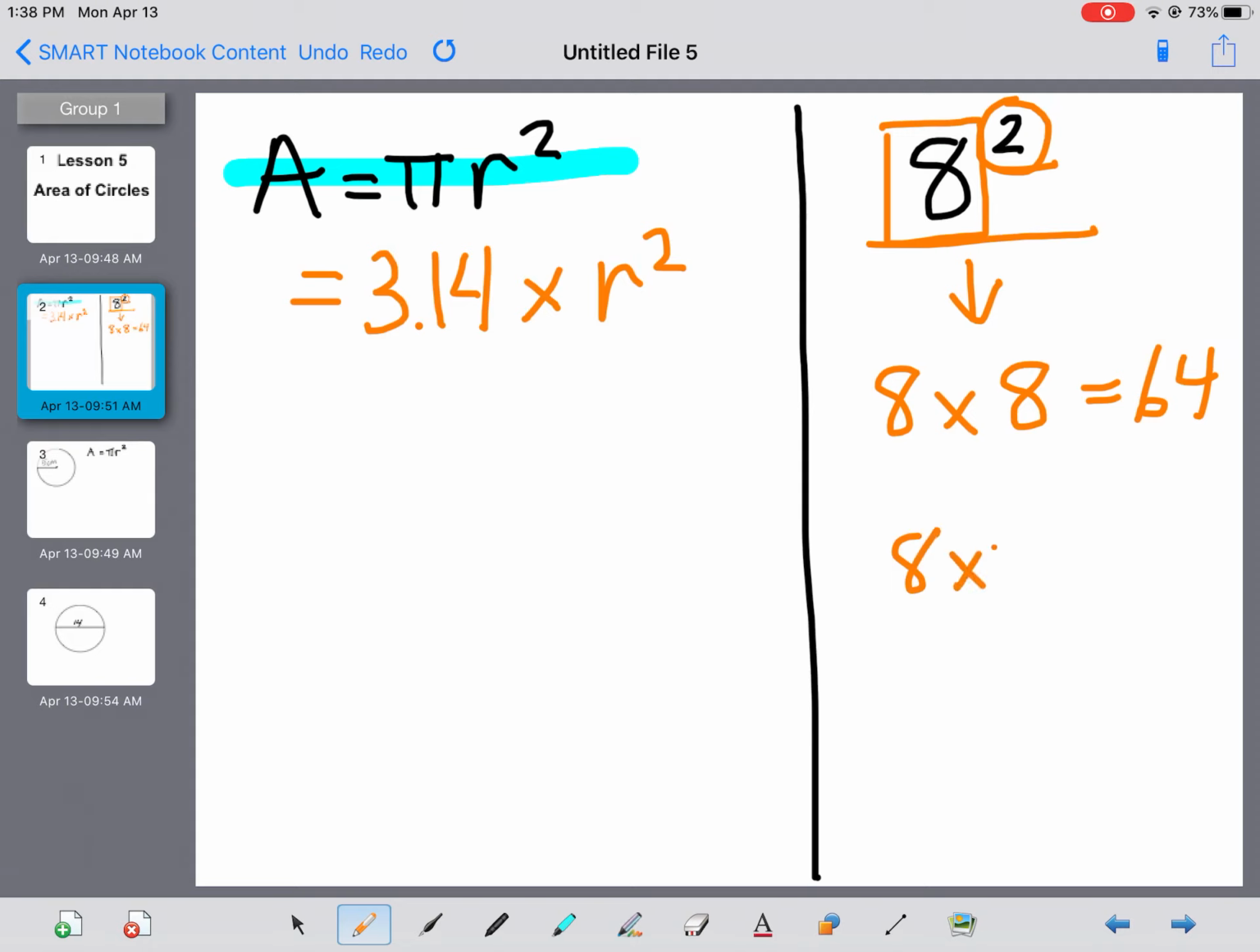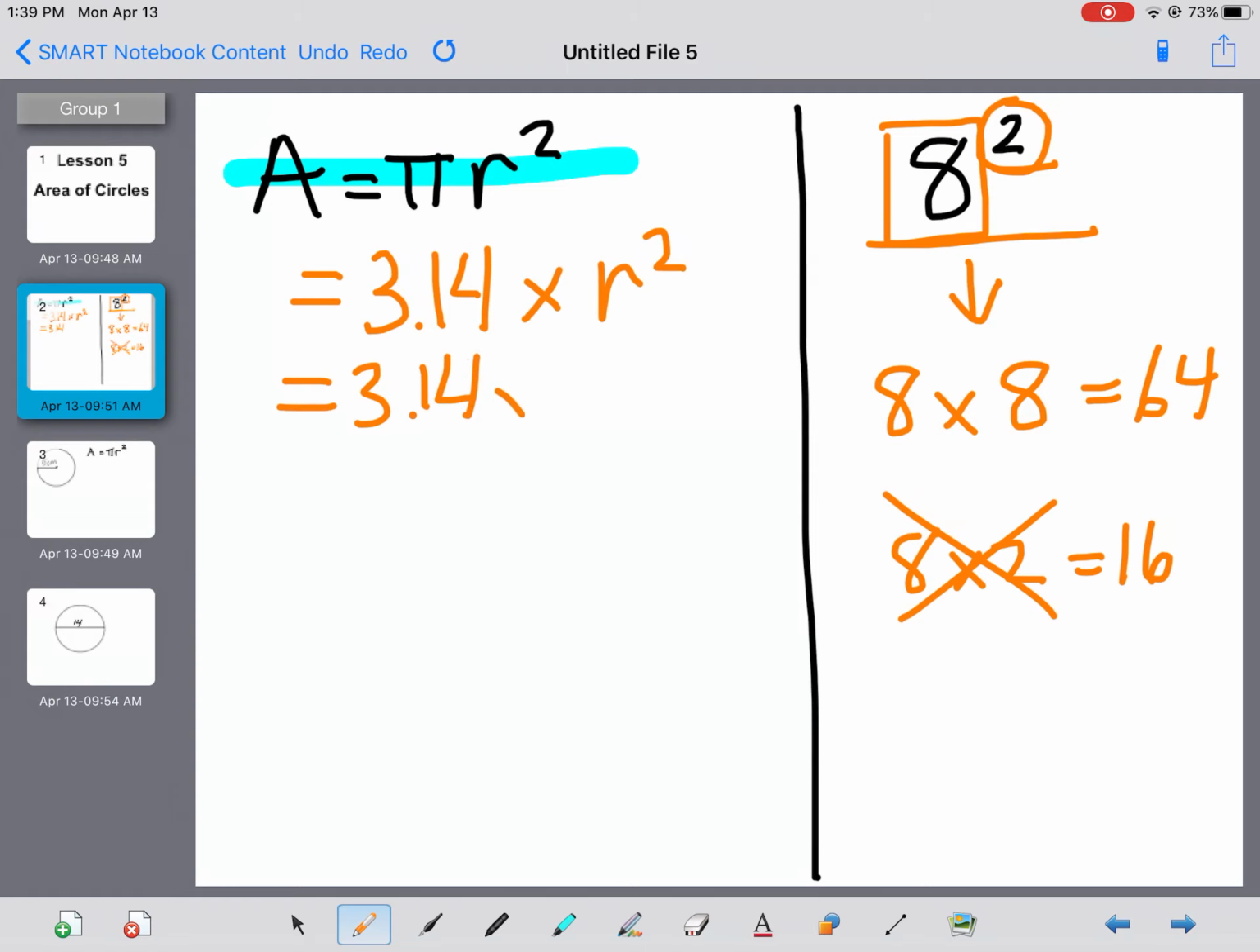And remember, I gave you lots and lots of warnings. 8 squared does not mean 8 times 2. That would give us an answer of 16, which is very different than 64, and it's going to throw off your answer. So remember that the exponent means you're multiplying the base number by itself that number of times.